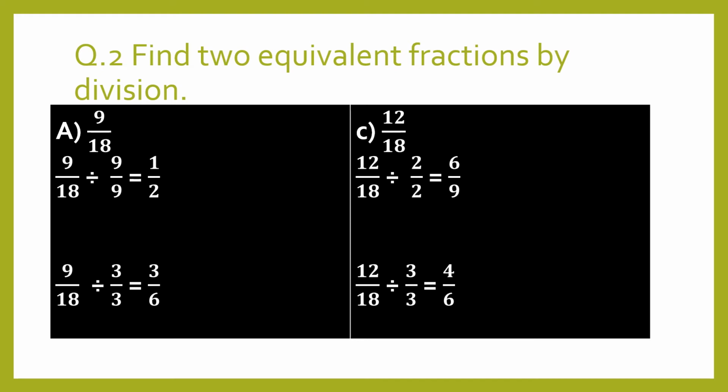Now here is 12 by 18. They come in the table of 2. They come in the table of 3. They come in the table of 6. So we divide 12 by 18 by 2. 12 divided by 2 will give you 6. 18 divided by 2 will give you 9. 12 divided by 3 will give you 4. 18 divided by 3 will give you 6. And we can divide 12 and 18 by 6 also.